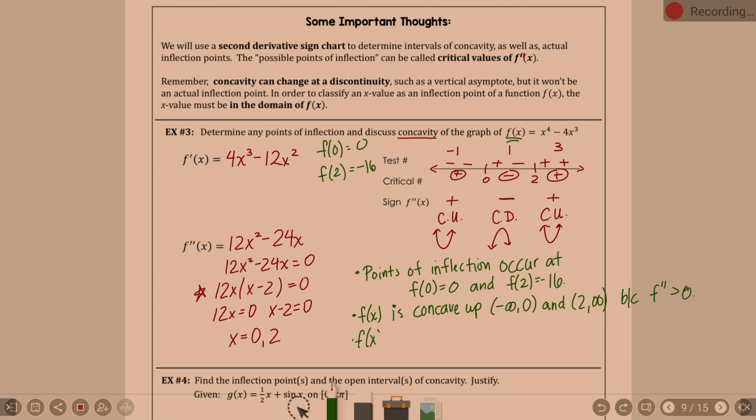So that leaves f of x is concave down, 0 to 2, because f double prime is less than 0. And whether you write f double prime or f double prime of x, small detail, it doesn't really matter, to be honest. Okay, you got the basics?